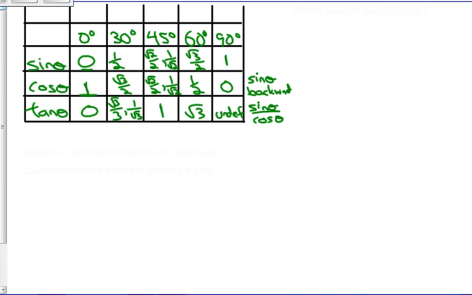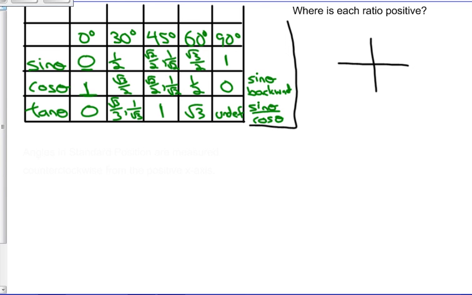Okay, the next thing we need to know is ASTC, which is really just asking us, where is each of these 3 ratios, sine, cosine, and tangent, positive? Here's how it works. If you have an angle that ends up in the first quadrant, then all your ratios are positive: sine, cosine, and tangent. If you have an angle that ends up in the second quadrant, only sine is positive. In the third quadrant, it's only going to be tangent. And in the fourth quadrant, it's only cosine.